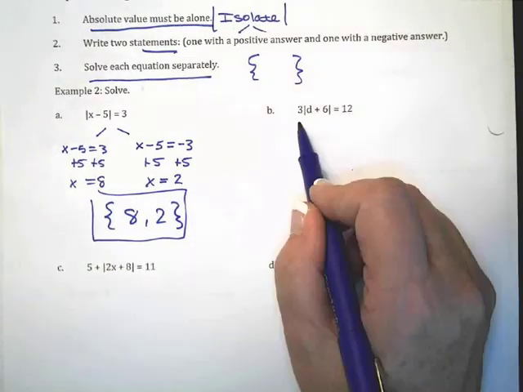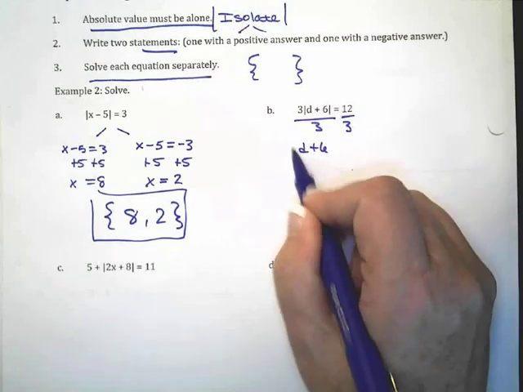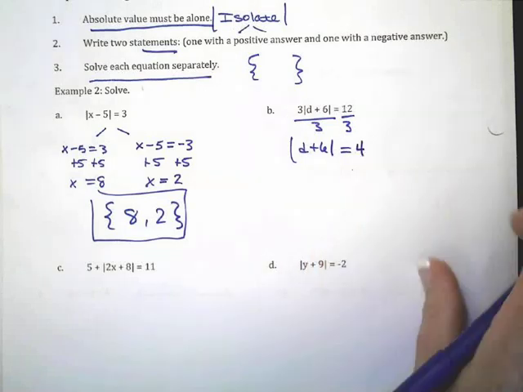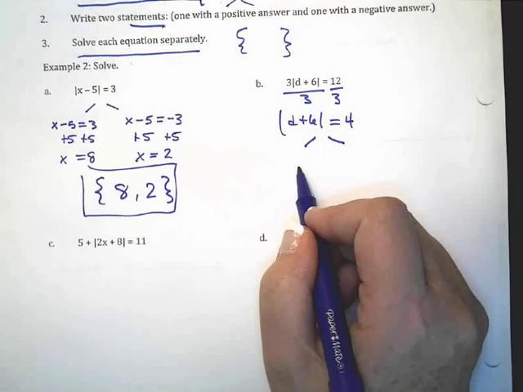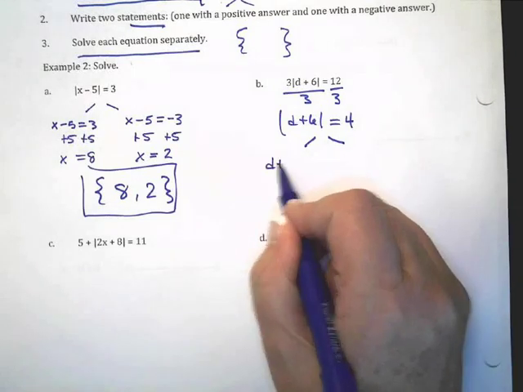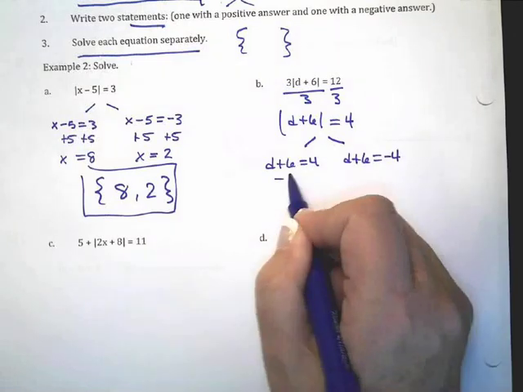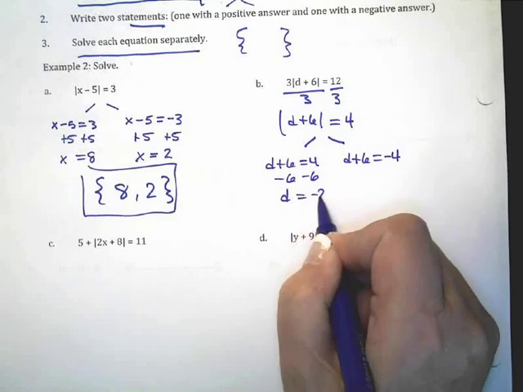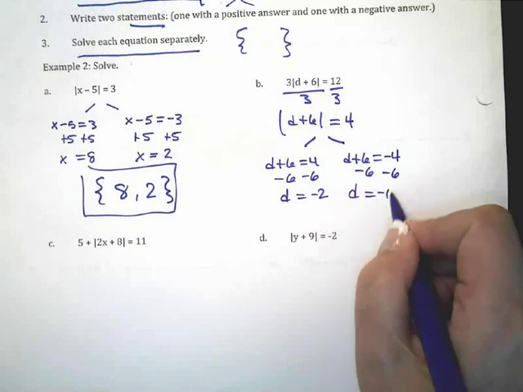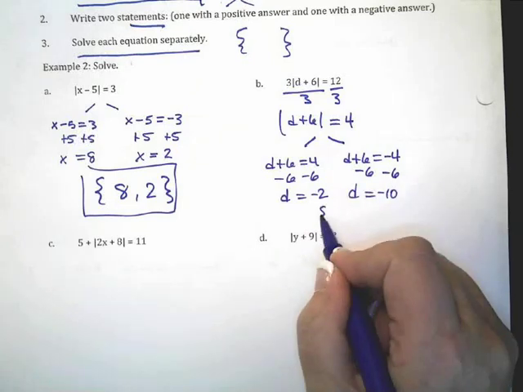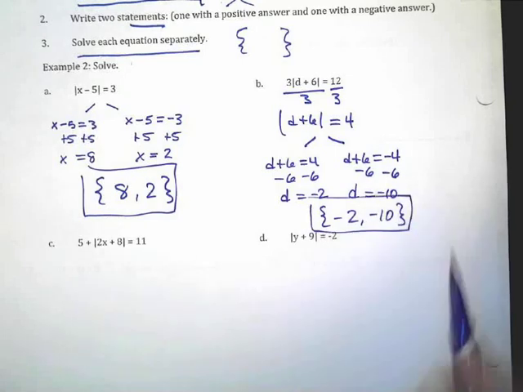On example B, we need to isolate the absolute value by first dividing by 3. So we have the absolute value of d plus 6 is equal to 4. From here we can go ahead and separate and write two statements. D plus 6 equals 4 and d plus 6 equals negative 4. Subtracting 6 from both sides, we get d is equal to negative 2 and d is equal to negative 10. So our two solutions are negative 2 and negative 10.